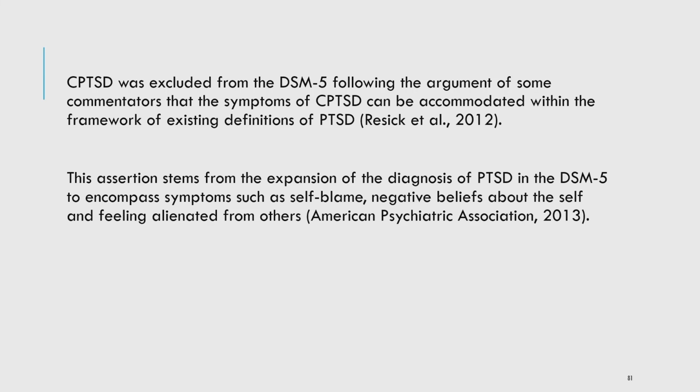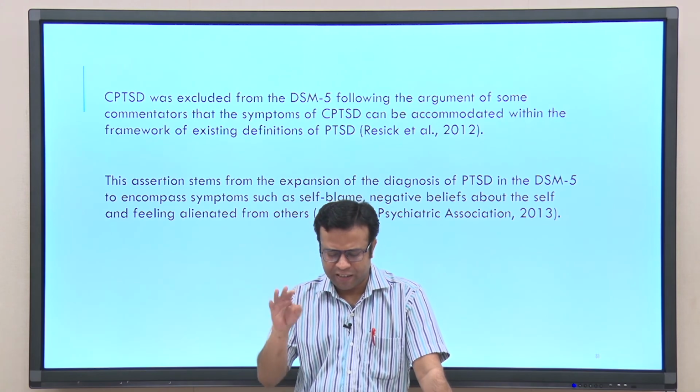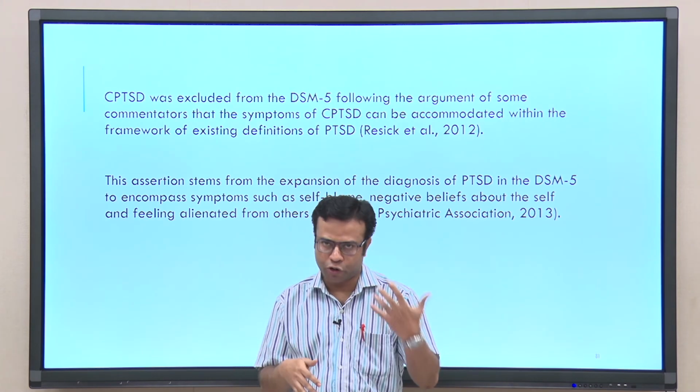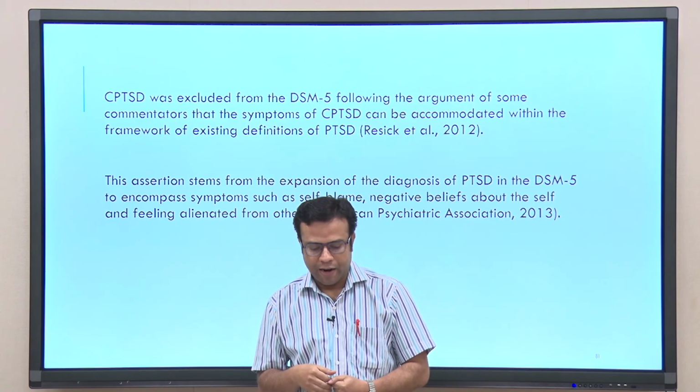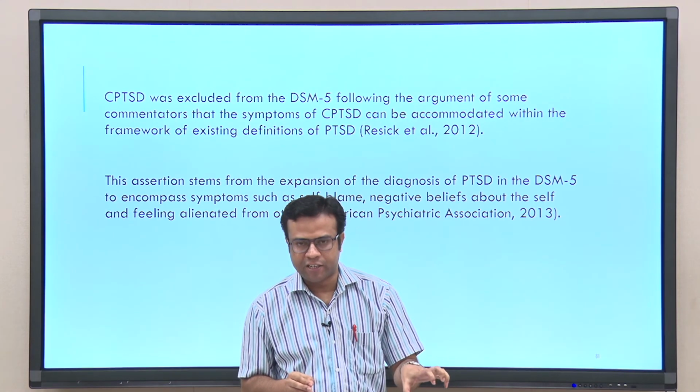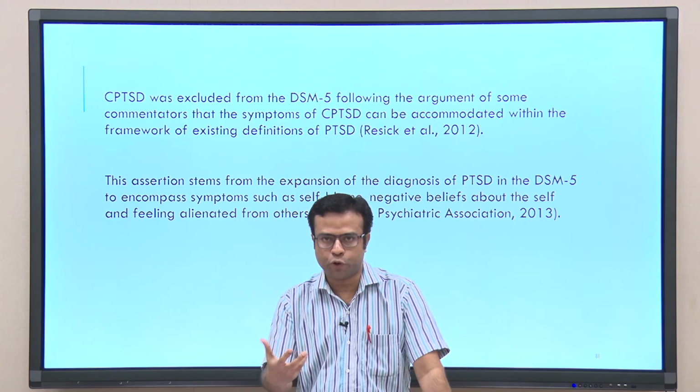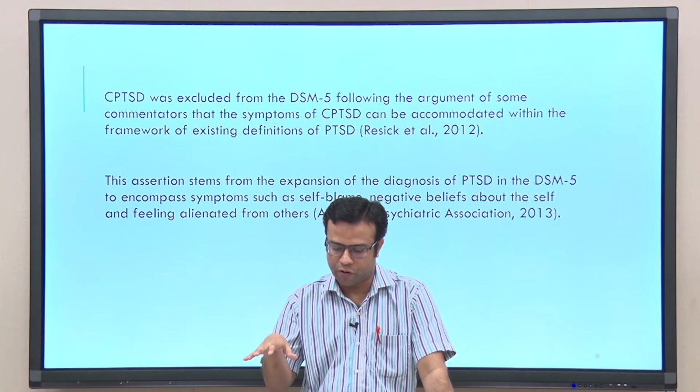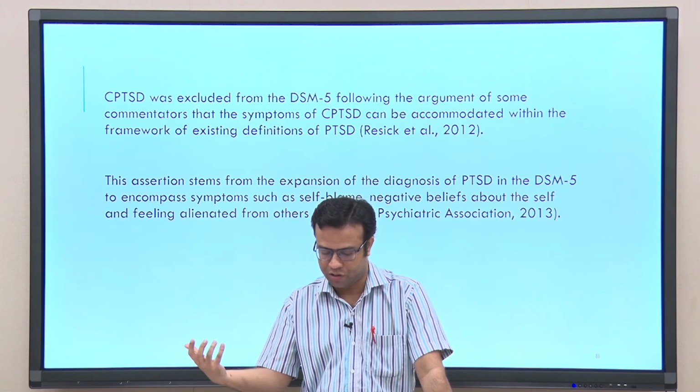So, complex PTSD was never introduced in the DSM classification, primarily because many researchers argued that the symptoms of complex PTSD can be accommodated within the framework of the existing definition of PTSD. There was some debate, and because of that they could not introduce it. They expanded the existing PTSD criteria using one more additional criterion which we have discussed, called negative cognitions or negative thoughts and emotions.